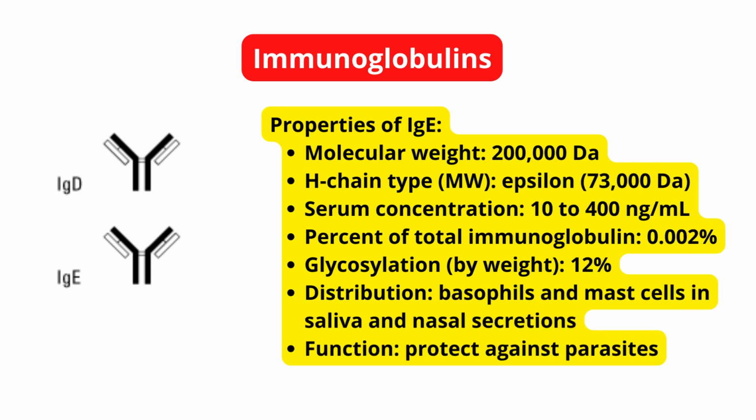Properties of IgE. Molecular weight is 200,000 Dalton. Epsilon H chain type with molecular weight 73,000 Dalton. The serum concentration is 10 to 400 nanogram per milliliter. Percent of total immunoglobulin is 0.002%. Glycosylation by weight is 12%. Mostly distributed on basophils and mast cells, and in saliva and nasal secretions. The main function is to protect against parasites.